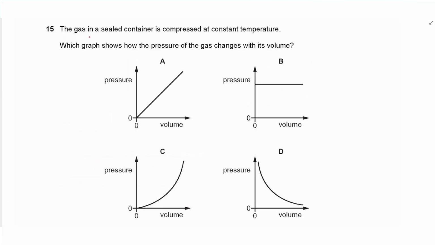Question 15 says the gas in a sealed container is compressed at constant temperature. Which graph shows how the pressure of the gas changes with the volume? So if we are at constant temperature, pressure and volume are inversely proportional. So we choose the graph with the shape of an inverse relation, which is D.